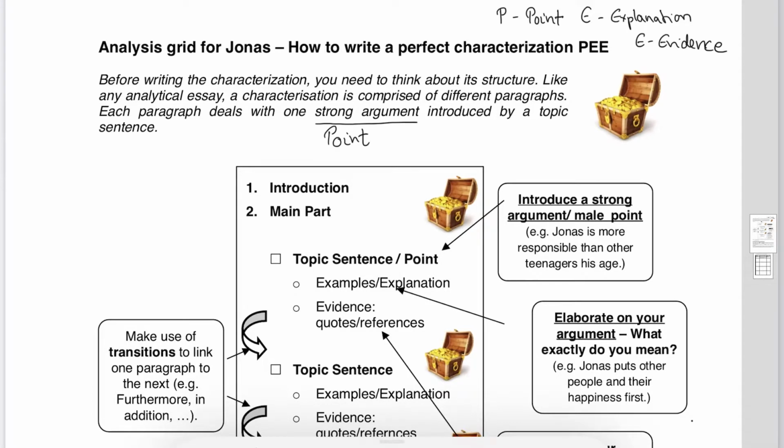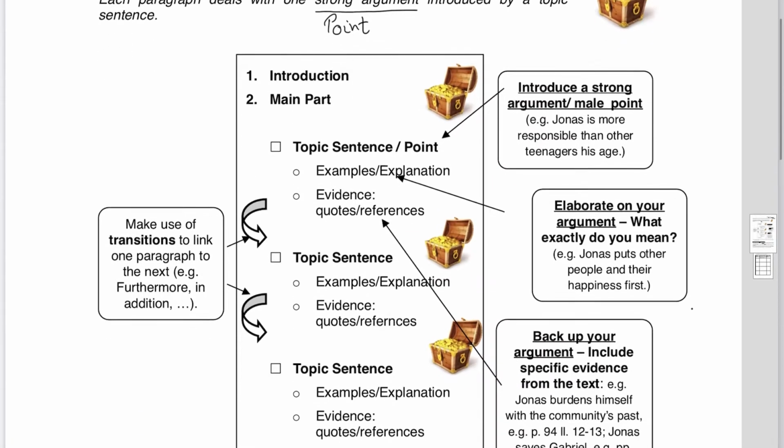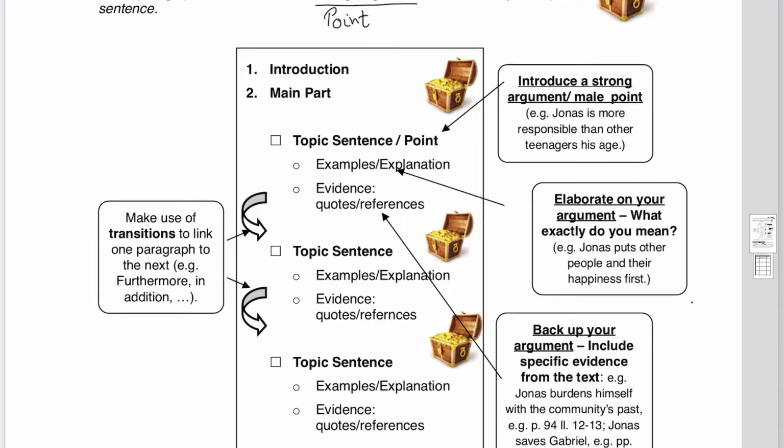Okay, and this is introduced by a topic sentence. A topic sentence, we will have a look at that a bit later on again. And here is like a treasure box, because writing analysis is actually like finding a treasure. You will find out in a minute why that is. Das Ganze ist wie eine kleine Schatzsuche. All right, we will have a look at this grid here.